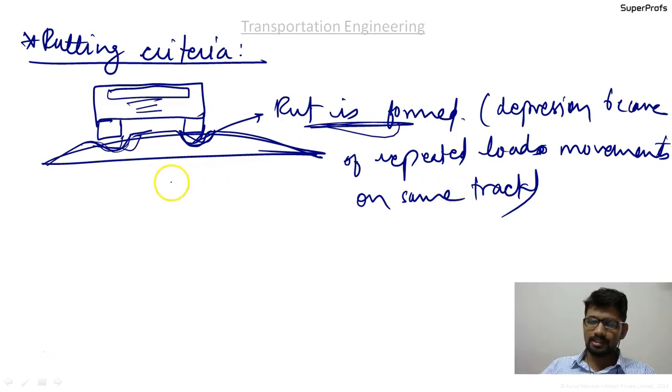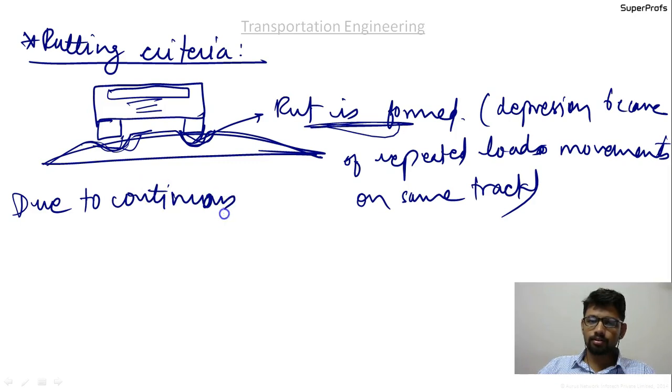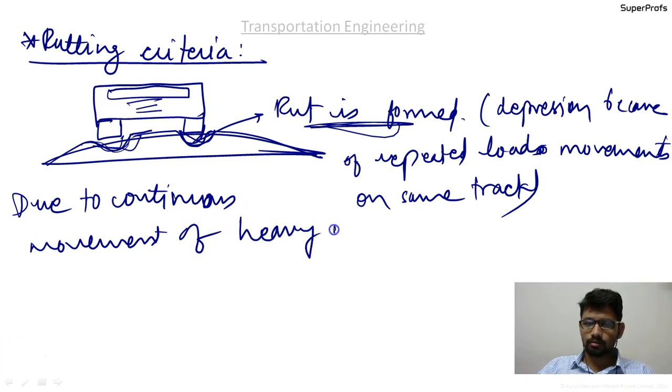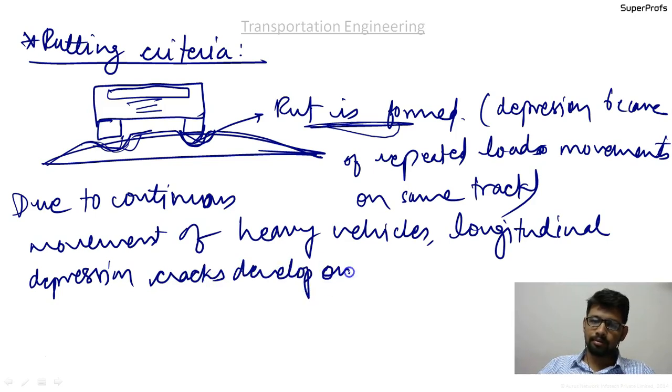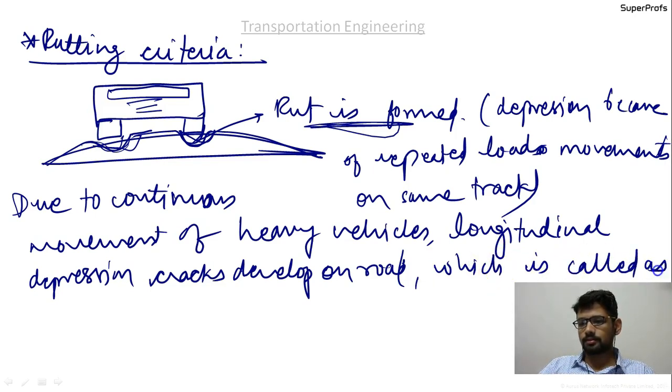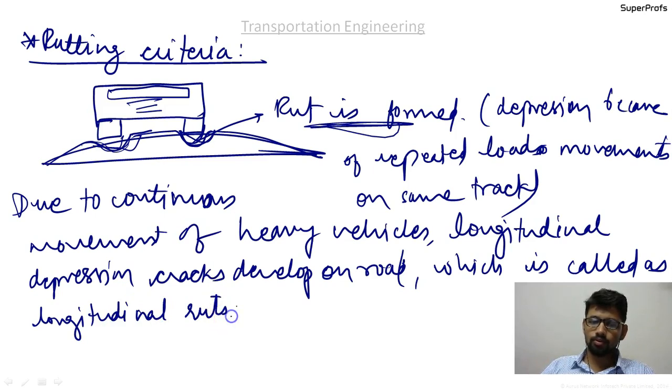Please write down, due to continuous movement of heavy vehicles, longitudinal depression cracks develop on the road, which are called longitudinal ruts. Okay, it is very important, guys.